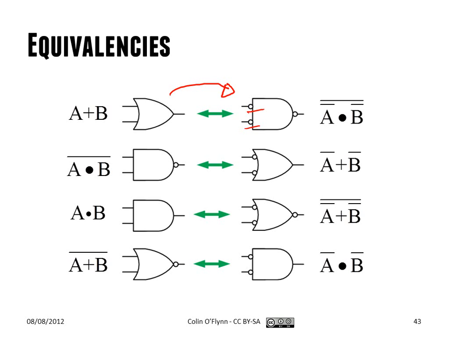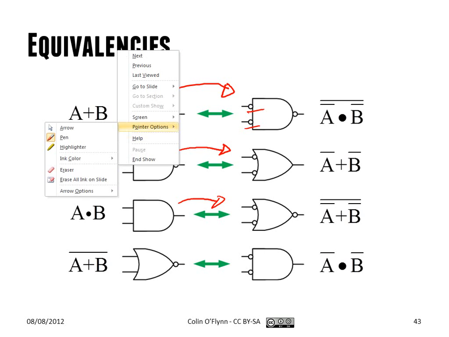If we have a NAND gate, we can convert it to an OR gate with the inputs inverted. If we have an AND gate, you can convert it to a NOR gate with the inputs inverted. And if you have a NOR gate, you can convert it to an AND gate with the inputs inverted. So these are showing you possible equivalencies.